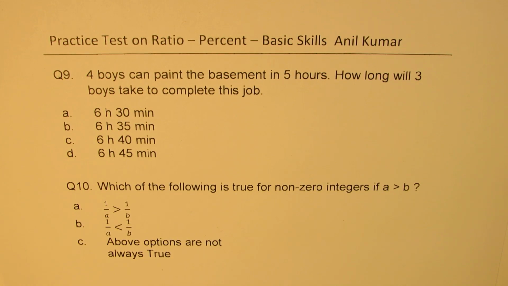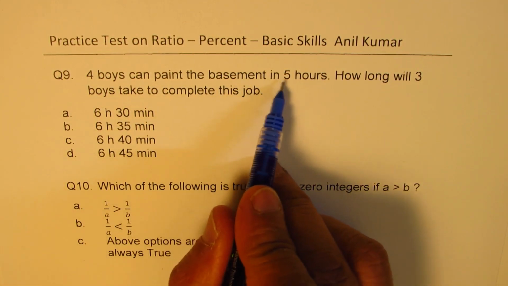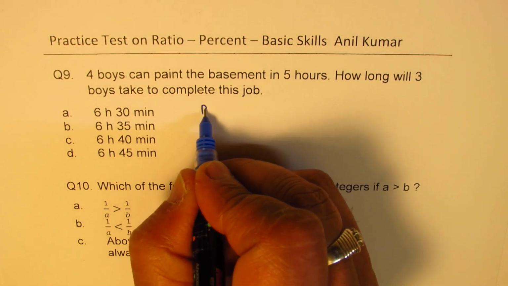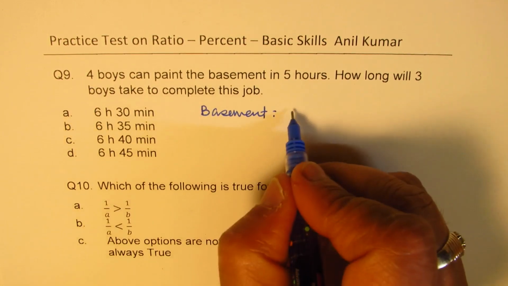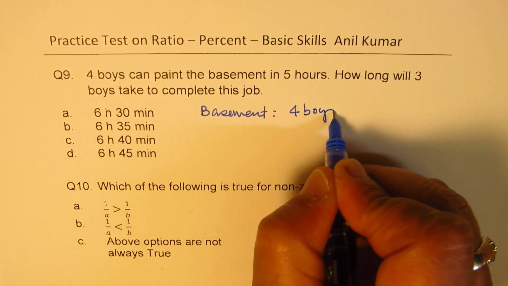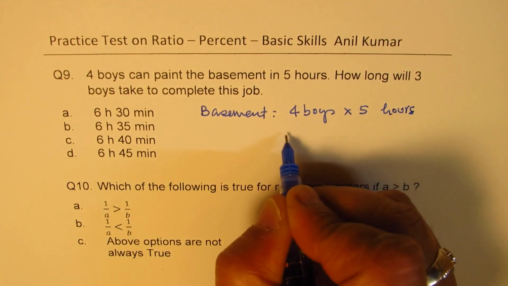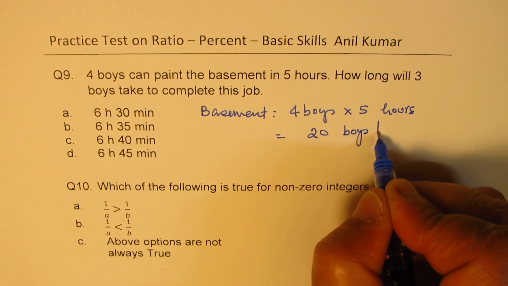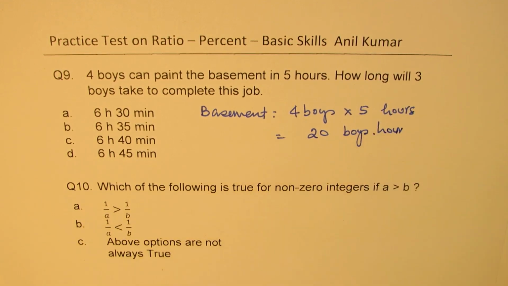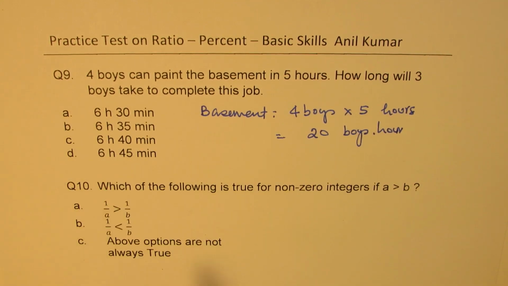The easiest way to answer this is, we are saying 4 boys can paint the basement in 5 hours. So for the basement, what do we need? We need 4 boys and 5 hours, correct? That means 20 boy-hours. Is that okay? That is what we need. How long will 3 boys do it?